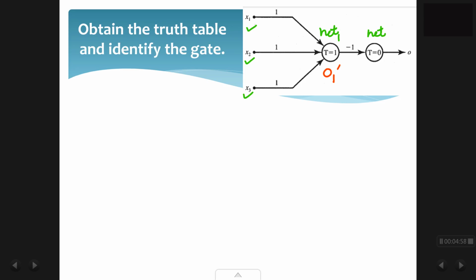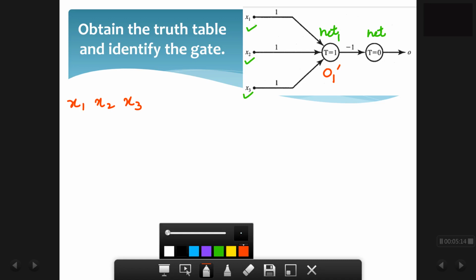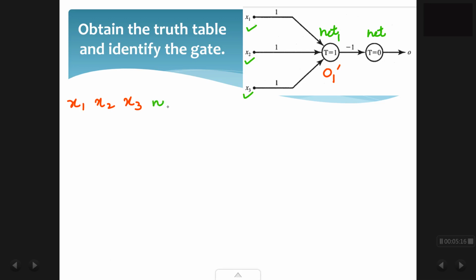So again we have to draw the truth table. So how will be the truth table? We shall be having x1, x2 and x3 because it is a 3 input gate. After that we shall be calculating net 1 and then we shall be calculating O1 dash.